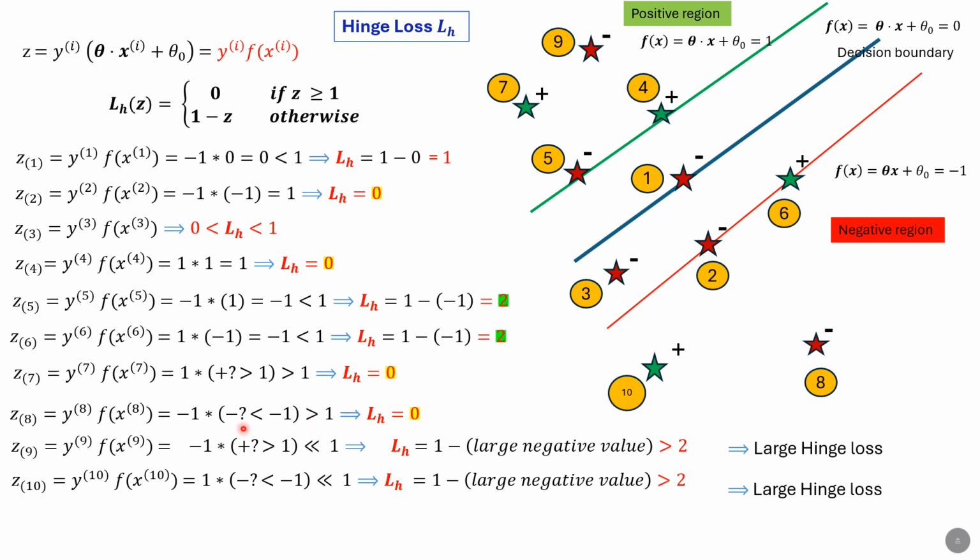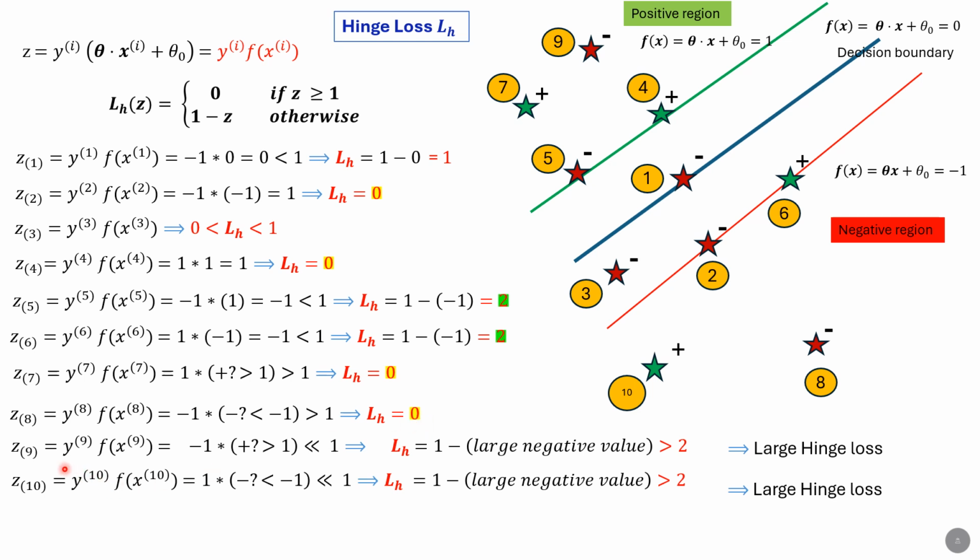Same thing here. So this is the negative 1 label, and this f of x should be very much less than negative 1. Then we get something less than negative 1. Then we get y times f of x as something greater than 1. Then hinge loss is 0.